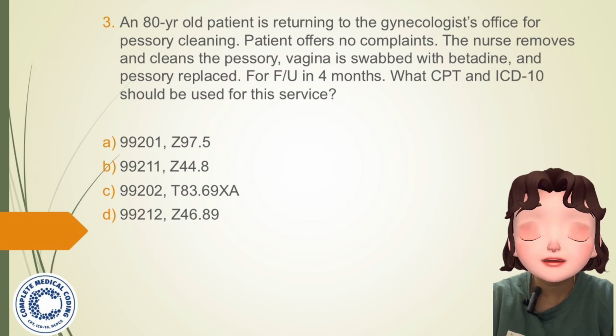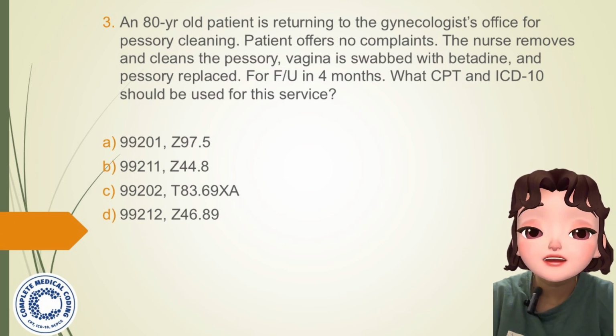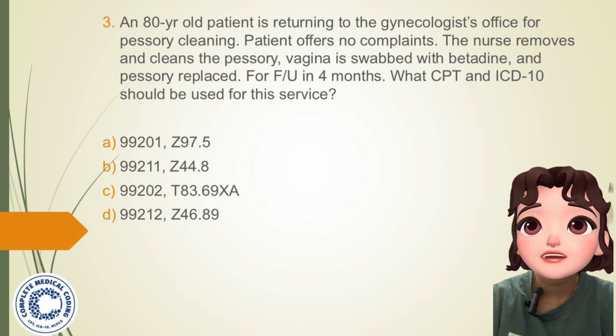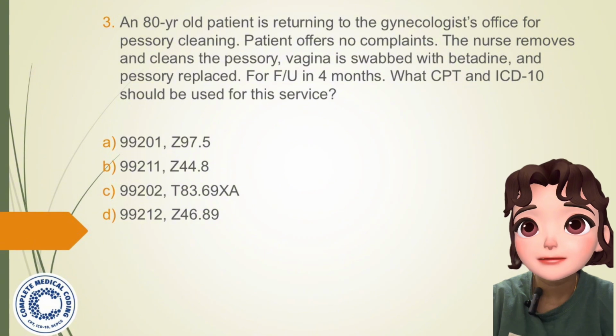Pessary means it's an instrument that is usually fitted for old age people, like a catheter. So this is a simple question, right? Let's look into the diagnosis first. What is the diagnosis?